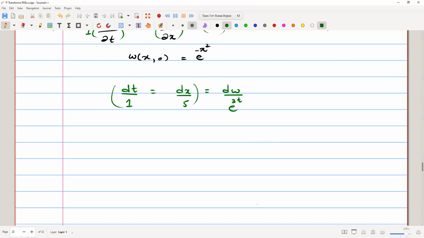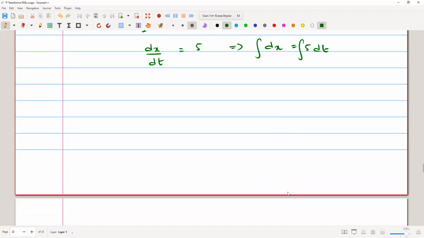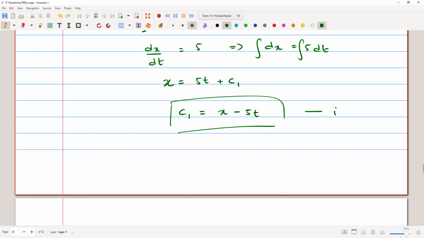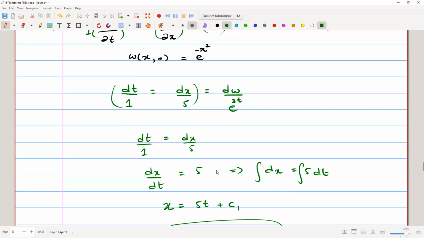Let's take this pair first. So we have dt equals dx over 5. So we can write dx over dt equals 5. This implies that dx equals 5 times dt. If we integrate, we get x equals 5t plus c1, where we can write c1 equals x minus 5t. We can call it equation number 1, and we will use this later in this problem.